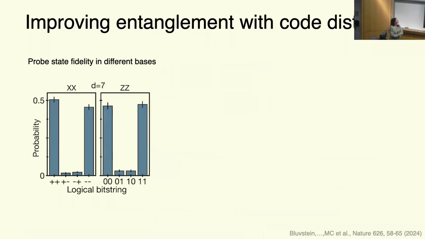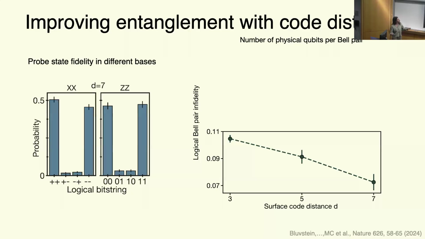In order to look at the fidelity, or how well we've prepared our state, we'll measure it in different bases in order to see that we reconstruct the right expectation values of our different logical operators. So here is for distance 7. We have roughly 95% populations in logical 00 and 11, which is exactly what you would hope for if you're preparing a Bell pair, which is 00 plus 11. And similarly in the X basis. Furthermore, what we see is that as we increase our distance, we reduce the logical error rate of our logical Bell pair.